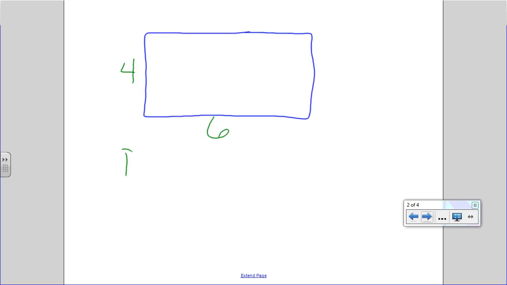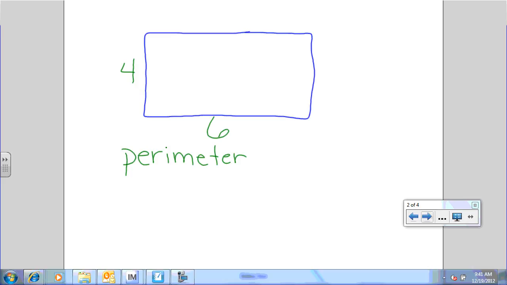And what I would like you to do right now, with your seat partner, is figure out what is the perimeter of that rectangle. Don't say it out loud. Figure it out with your partner.